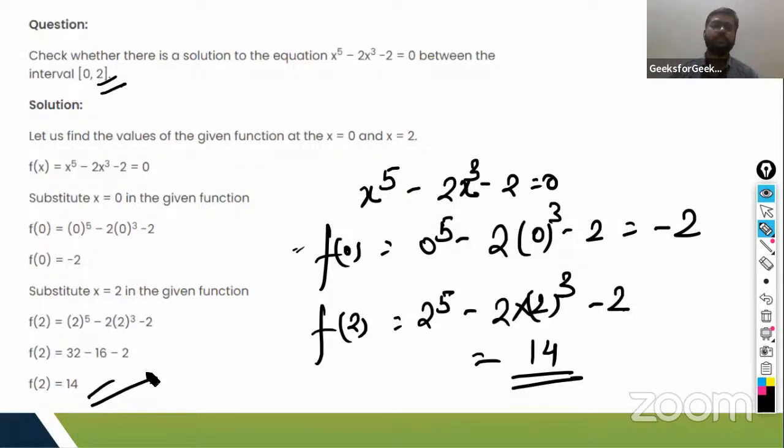So this is 100% sure: if the boundary condition is satisfied, in the middle of the boundary there will be 100% a solution available. So yes, there is a solution of the equation x to the power 5 minus 2x cube minus 2 equal to 0 between the interval 0 to 2. Any doubt in this question?